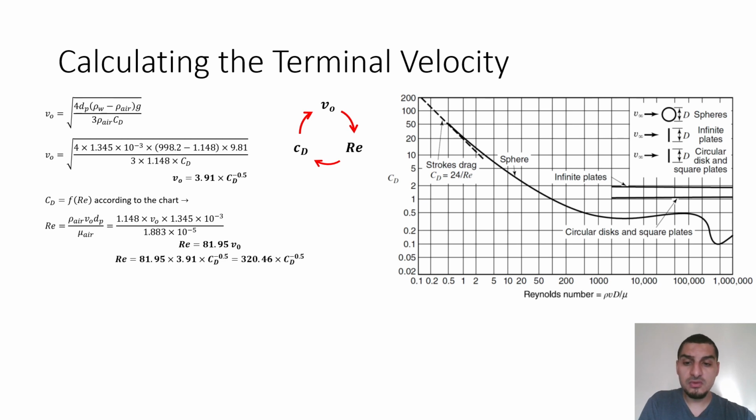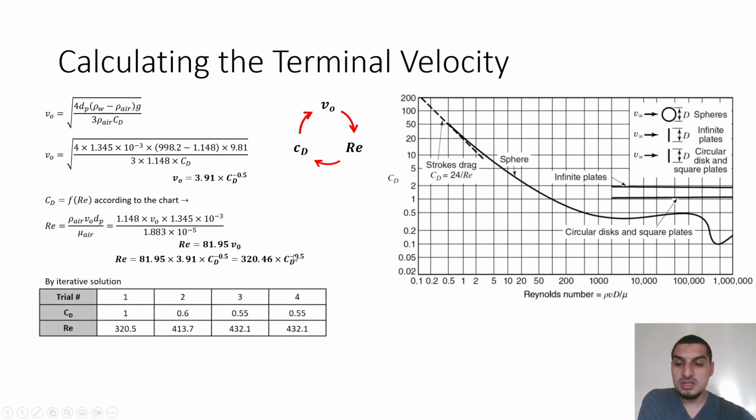We can combine both equations in order to get Reynolds number as a function of CD directly. So I have Reynolds number as a function of CD, and I have here CD as a function of Reynolds number. This is going to be easier than going through 3 equations. I'm going to use only 2 equations. So this is going to be a trial and error process, or an iterative solution. I will do many trials. I first assume CD as 1, and if you put CD as 1, then Reynolds number is 320.